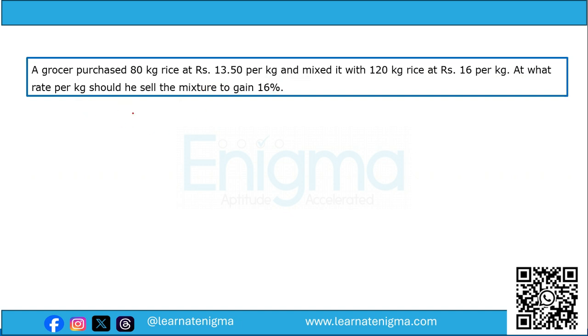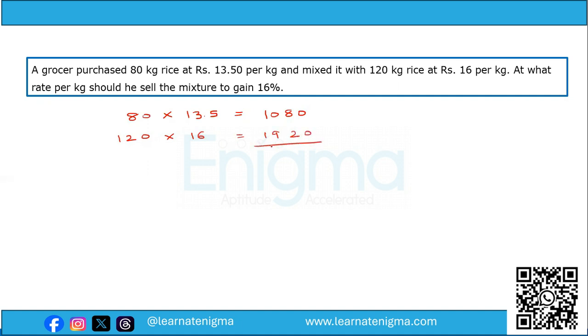So the grocer purchased 80 kgs of rice at 13.5 per kg. So if you multiply this, you get the total cost in this transaction as 1080. Next, he purchases 120 kg rice at rupees 16 per kg. This comes out to be 1920.